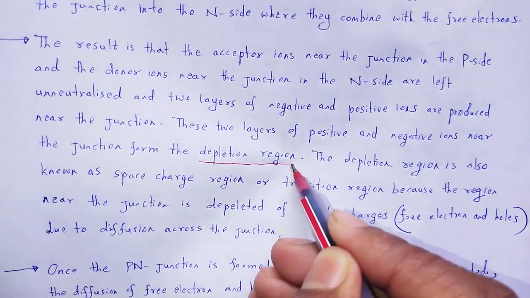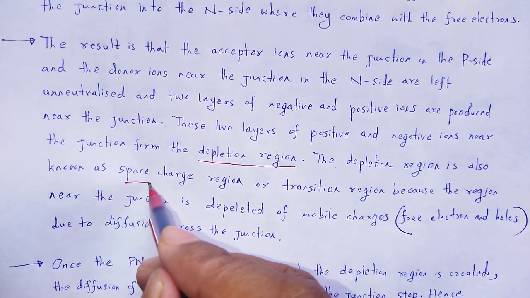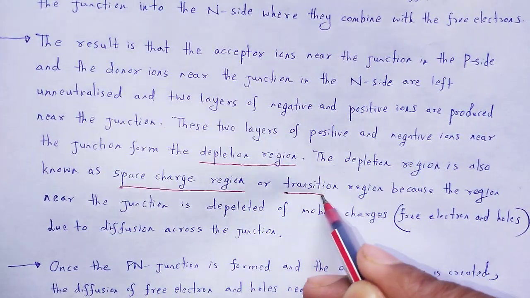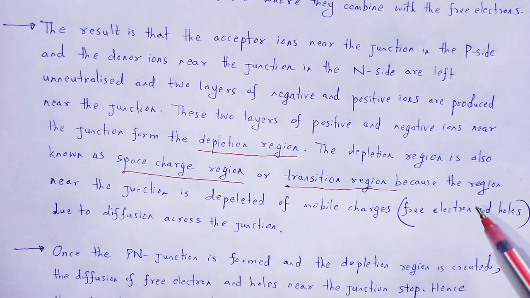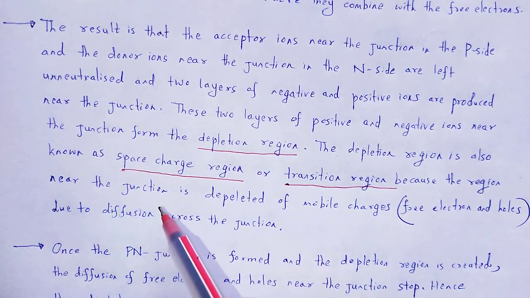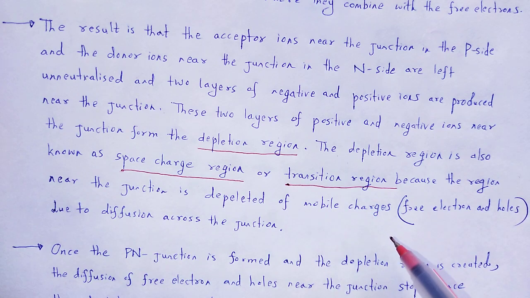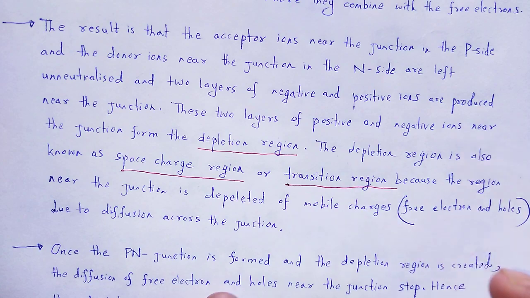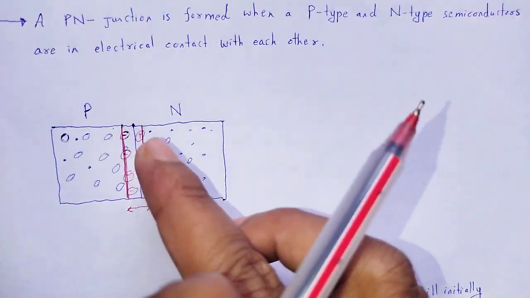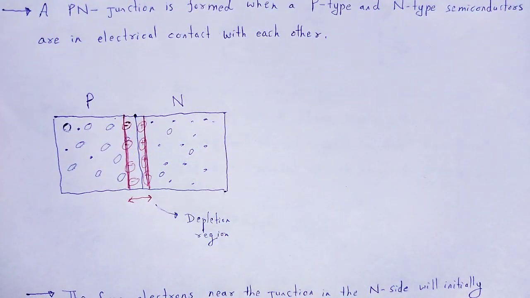We call it the space charge region or transition region because the region near the junction is depleted of mobile charges. Mobile charges are the charges which move, either free electrons or holes, due to the diffusion across the junction. Here diffusion occurred.